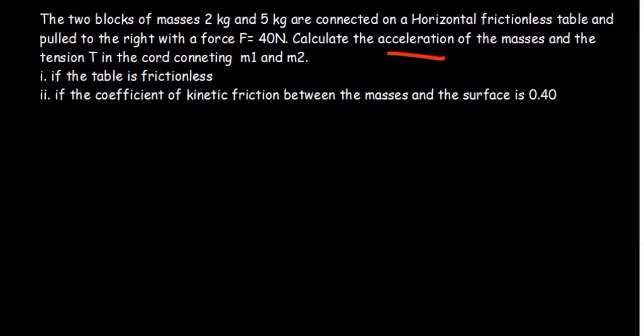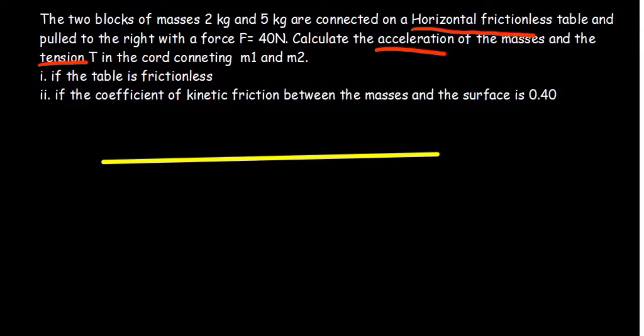So we have two scenarios: where there is no friction and where there is friction. We are supposed to find the acceleration and also what? The tension in both cases. What we have is a horizontal frictionless table. Let's try to draw that. Okay, so we have something like that. We'll consider that to be our horizontal table there.